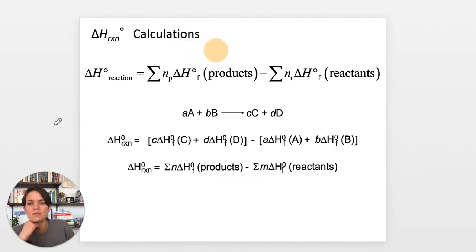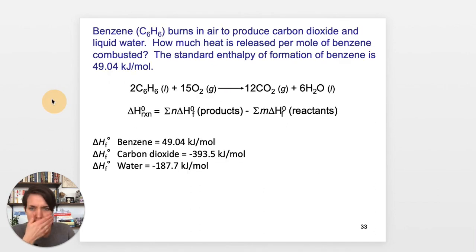Okay, so let's do an example, because I know for a lot of people you're probably like, what the heck are you talking about? Okay, so we have benzene burns in air to produce carbon dioxide and liquid water. How much heat is released per mole of benzene combusted? The standard enthalpy of formation of benzene is 49.04 kilojoules per mole. Okay, so here we have benzene, we have oxygen combining carbon dioxide and water, classic combustion.